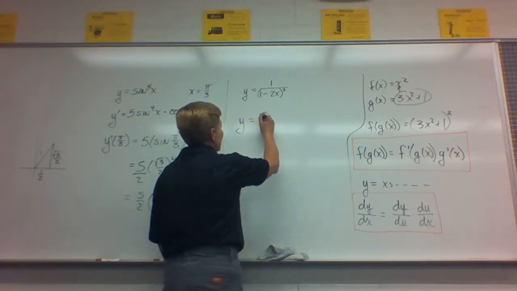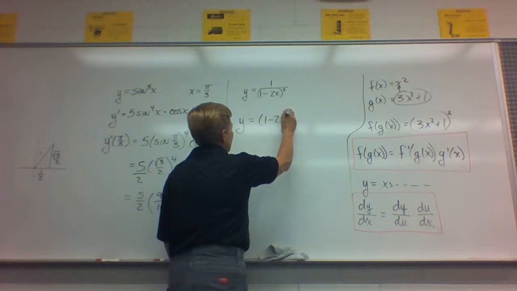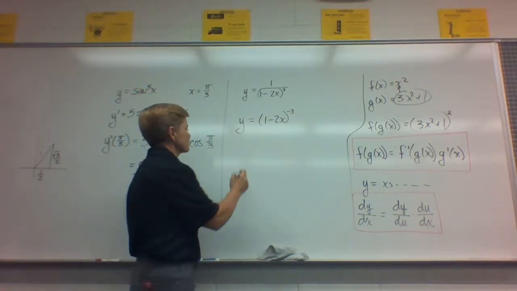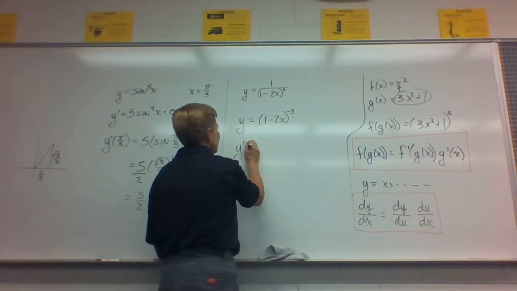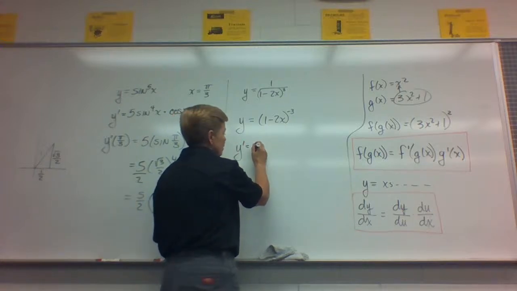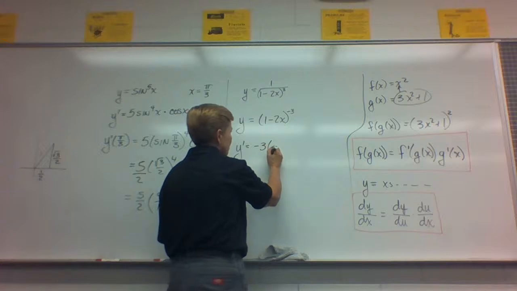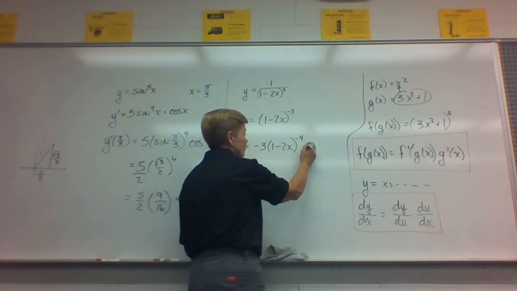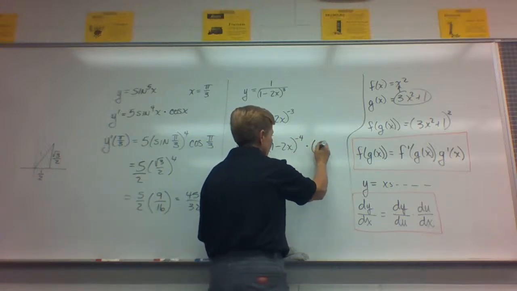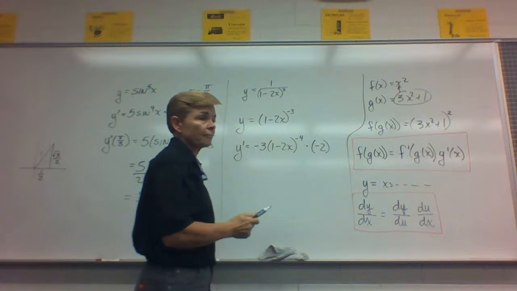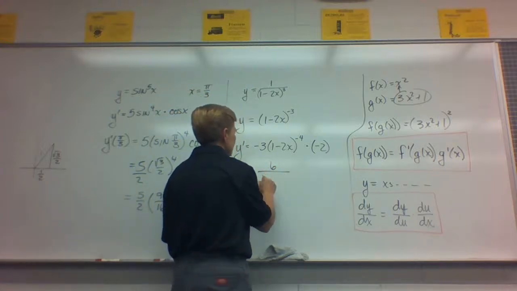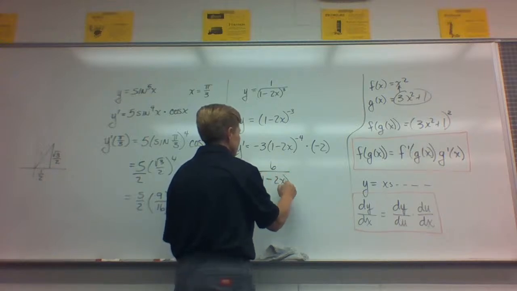1 minus 2x to the negative 3. That would be a little easier to handle. Do you all understand that? That would be an easier thing because we can apply the power rule. And so y prime is going to be negative 3 times (1 minus 2x) to the negative 4. That's how it works. Times negative 2. Here's your chain rule. Don't forget it. Okay. So we end up with 6 over (1 minus 2x) to the 4th.